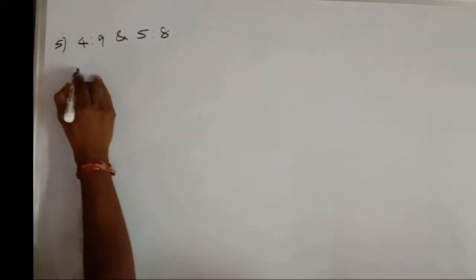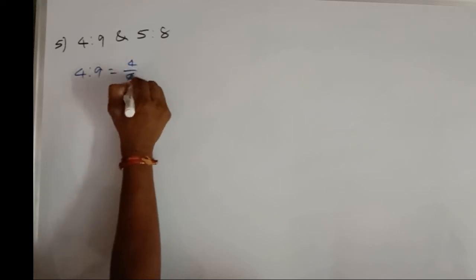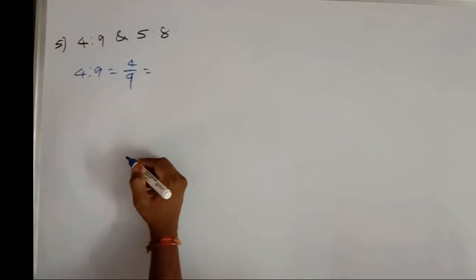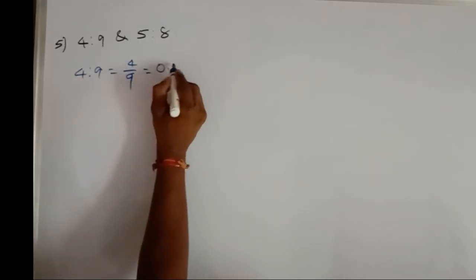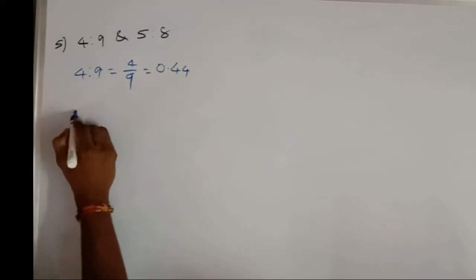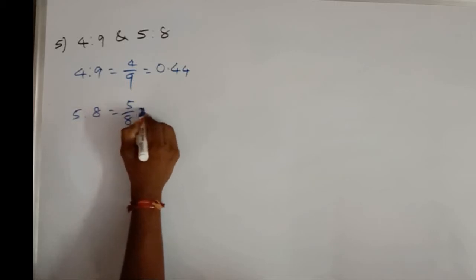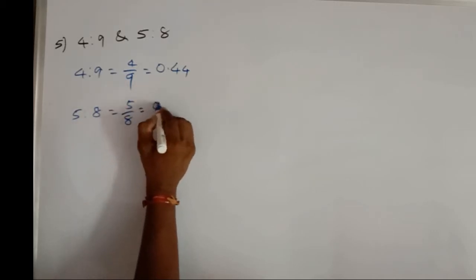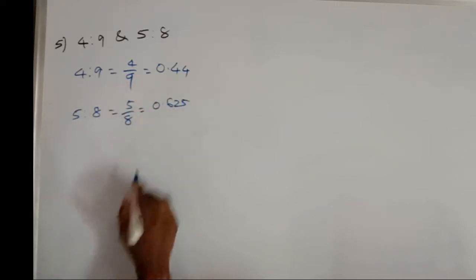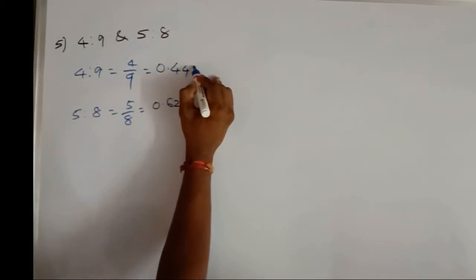So here 4 is to 9. I can express it as 4 by 9. Now, on dividing 4 by 9, you are going to get the value 0.44. And 5 is to 8 is equal to 5 by 8. The value I am going to get is 0.625.